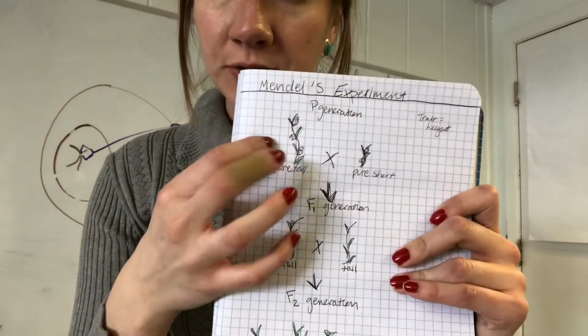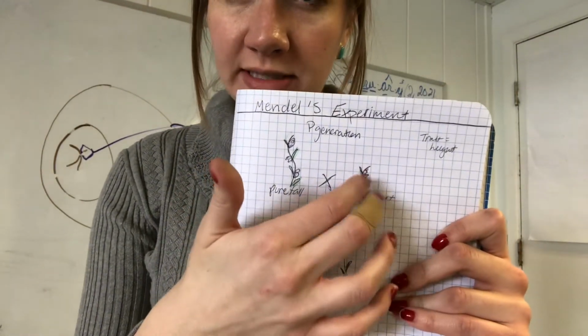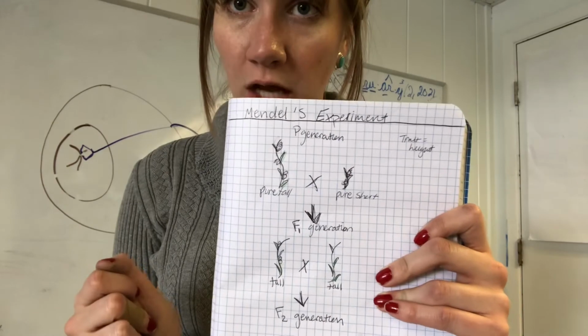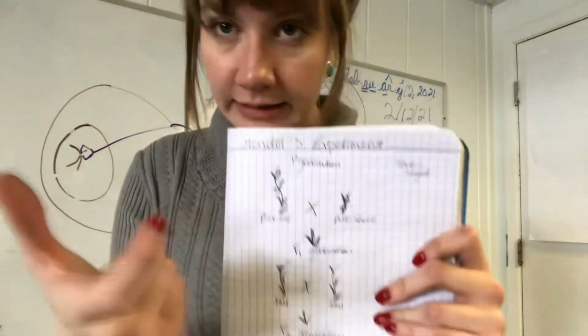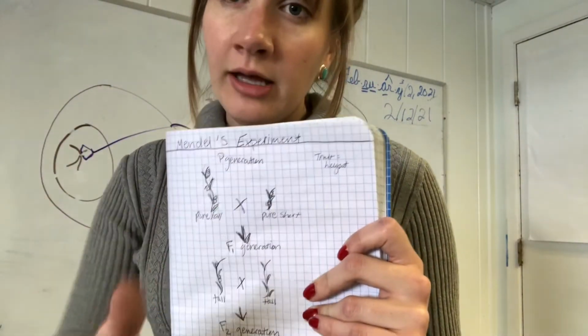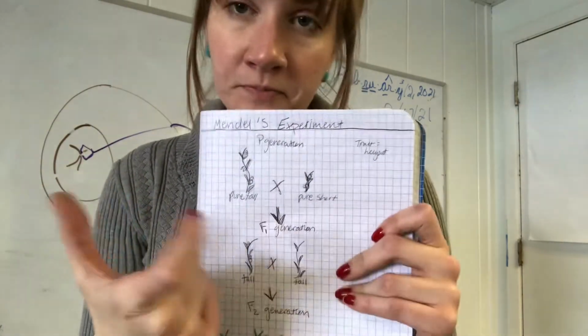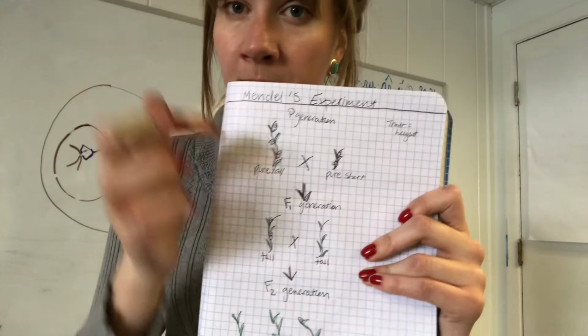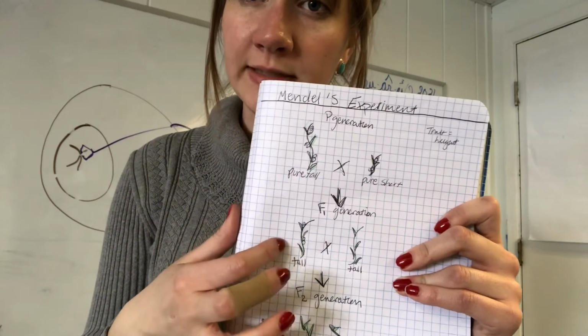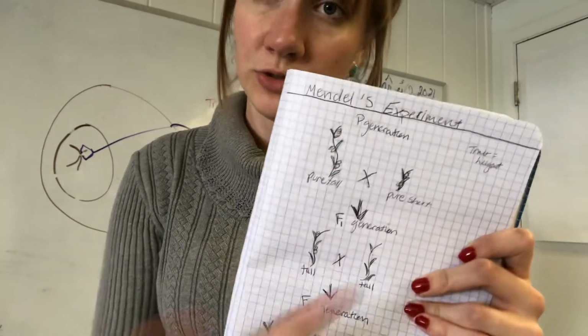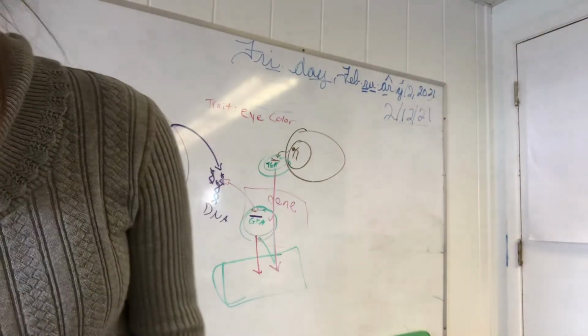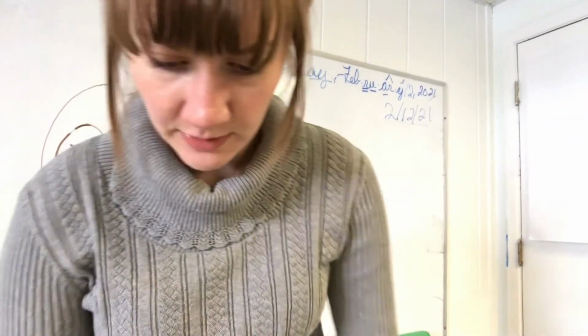So these are two different codes. One code is telling you to be short, one code's telling you to be tall, but they're both talking about height. Height is the trait, and then you have tallness and shortness, the two different types of height. And then you have the allele for tallness and shortness, and the allele for tallness and shortness here. So, that's all that we've talked about so far.